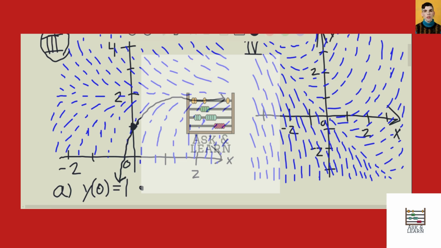Then, in part B, we're asked to find the solution with initial condition y of 0 equals 2.5. I'll graph this in red. So in particular, we have the point 0, 2.5. And if we follow the slopes as nearly as possible, we get that as x approaches infinity, the graph approaches an asymptote y equals 2, and as x approaches negative infinity, the graph approaches positive infinity. This looks something like a reflection of our first graph across the asymptote y equals 2, and then a contraction in the vertical direction.